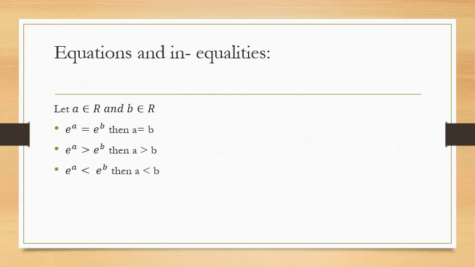Equations and inequalities. Let a belong to R and b belong to R. If e to the power a equals e to the power b, then a equals b. We can put ln on both sides of the equation, so ln e to the power a equals ln e to the power b, so a equals b.